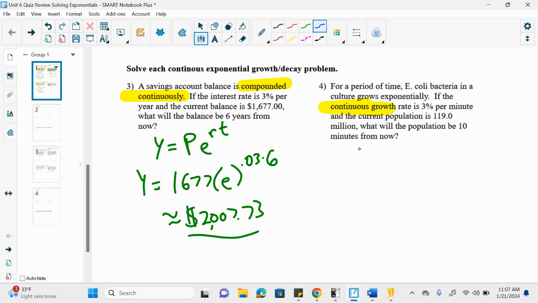And continuous growth, y equals Pe to the rt power. Initial amount, 119 million. So let's use 119 and then communicate that million piece in our answer. e to the 0.03 times 10 power.